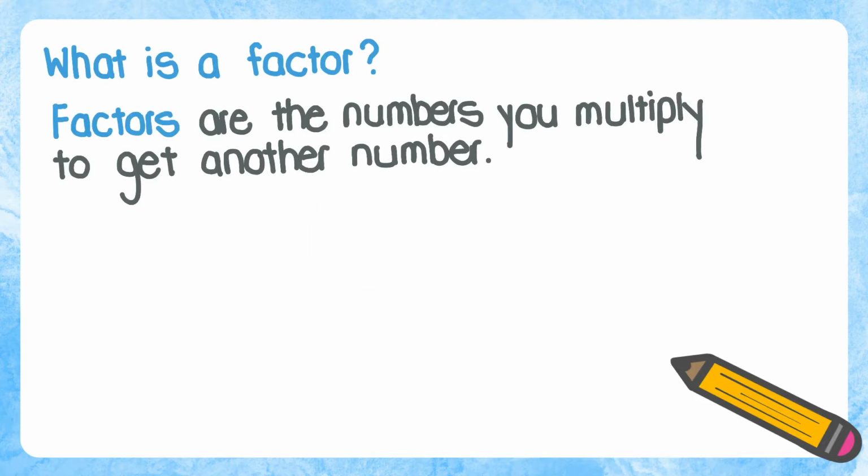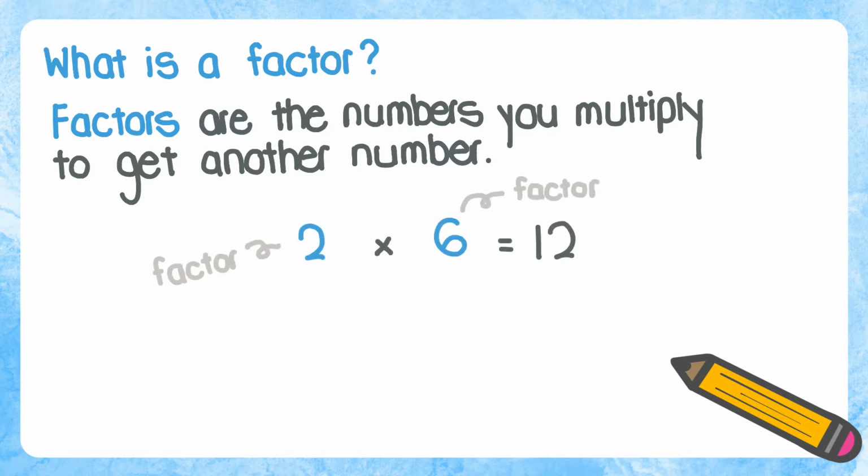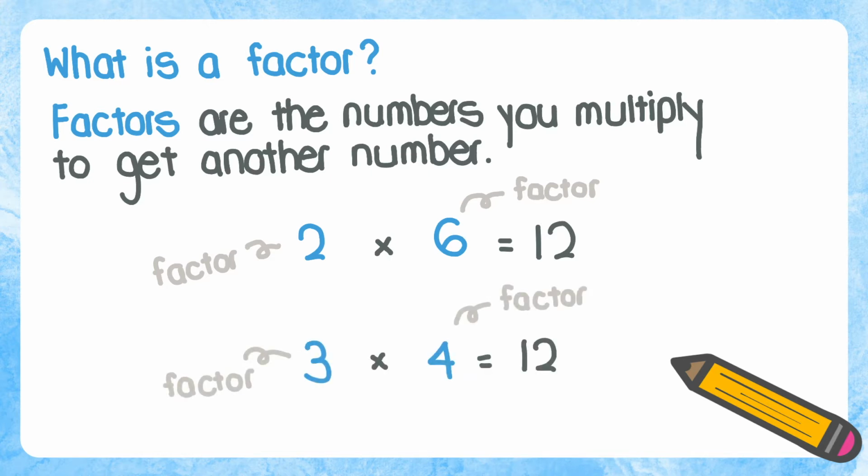But before we talk about the greatest common factor, let's talk about factors in general. What are factors? Factors are the numbers you multiply to get another number. For example, 2 and 6 are factors of 12 because 2 times 6 equals 12. But a number can have a lot of factors, like 12. Notice here that 3 and 4 are also factors of 12.